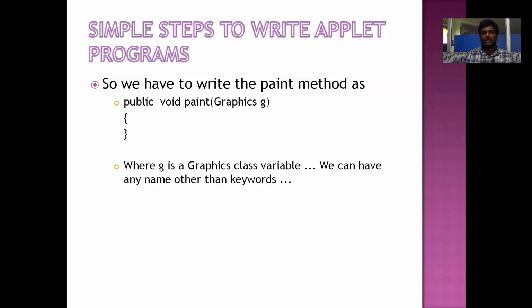We all know the keywords in the Java programming language: int, float, if, else, while, do while, all these are keywords. We cannot use Graphics int. We cannot use Graphics float. We cannot use Graphics if. Or we cannot use Graphics else. Or we cannot use Graphics class, because class is a keyword in the Java programming language. So other than keywords, we can use any name as a variable for this Graphics. That is the meaning of the last point in this slide.